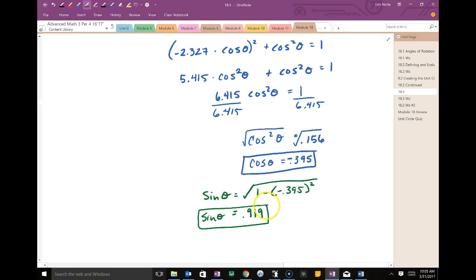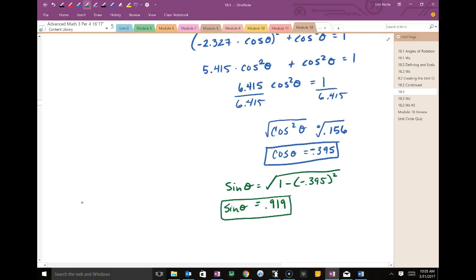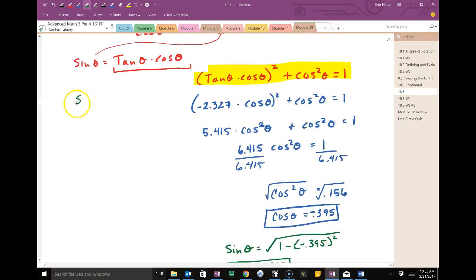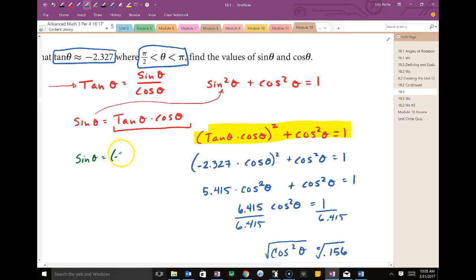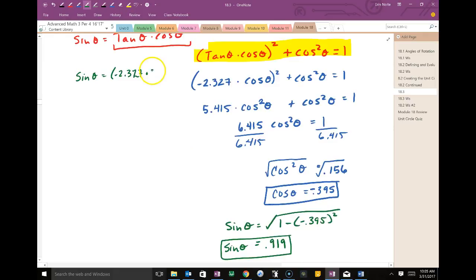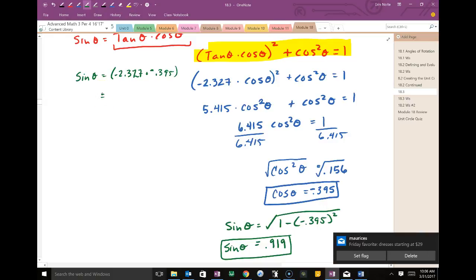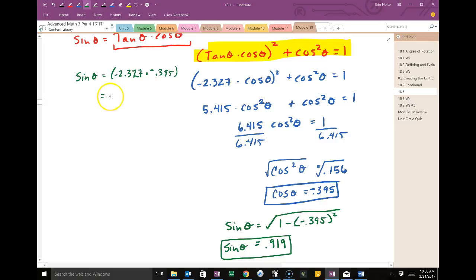I didn't think about using the tangent identity. So the tangent identity, let's see if I go back up here, would be the sine would be the tangent times the cosine. So if we have a tangent of negative 2.327 times the cosine, which we found to be negative 0.395, do those 2 numbers multiply to 0.919? They do? 0.919. Hey, look at that. So 2 different ways you can potentially find the sine. Nice, good thinking. I didn't even think of that.